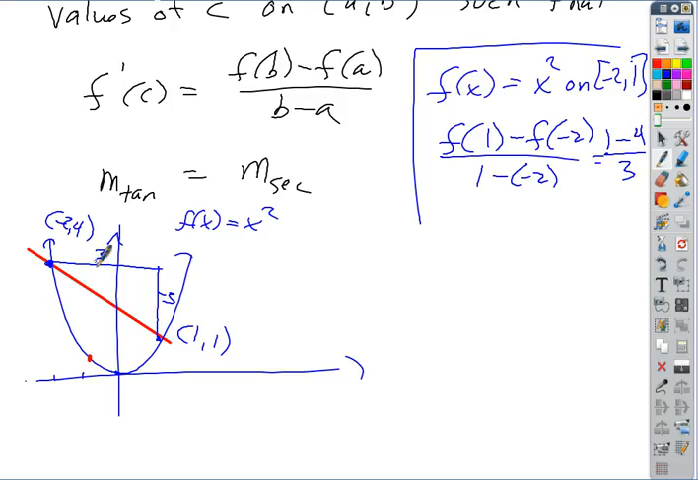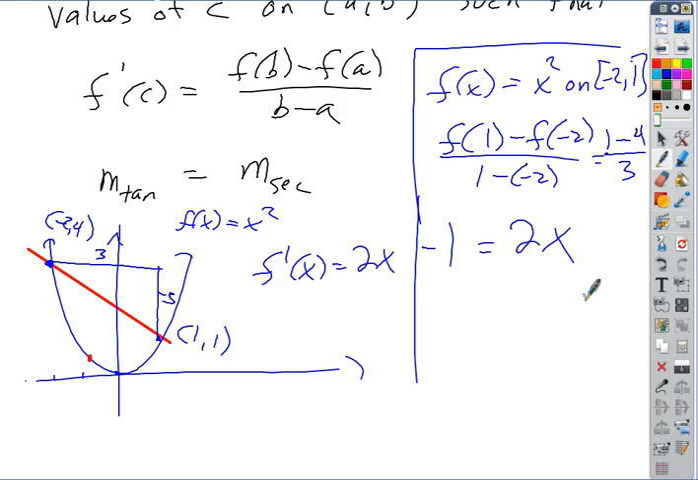Okay, so I want to find the places where we get a derivative equal to negative 1. We want to know when f prime of c is that. Well, what's the derivative of our function? 2x. So we want to find all the places where our derivative, 2x, equals negative 1. Is that 1 minus negative 2 is 1 minus 4? Well, no, here. This is the derivative function.